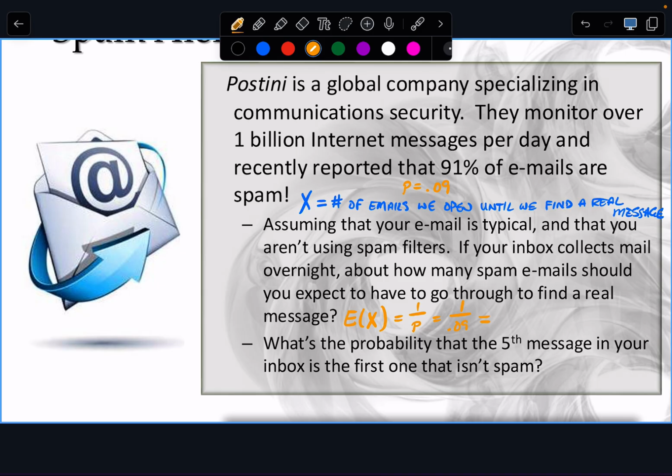So if we plug that in our calculators, about 11.1. So 11.1 messages. So if we were to check many mornings, we check our inbox, on average, we would expect to have to go through 11.1 messages before we find a real message. So calculating and then also interpreting.